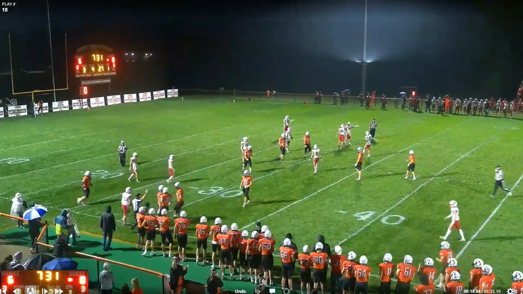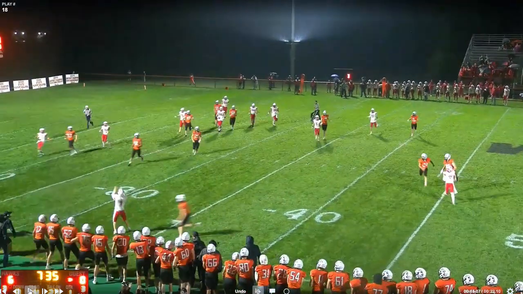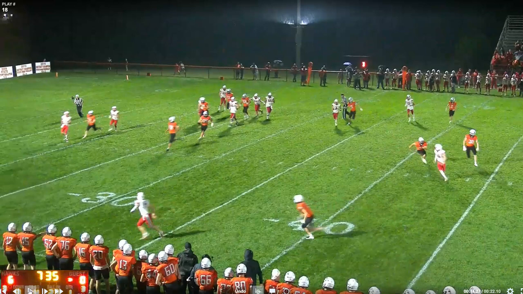And if we go back, interesting thing here is, did anyone think about this hit? I'll go back and take a look at the hit, because this hit actually would be a foul for illegal contact against a defenseless receiver per Rule 232.16D. That's the new rule that's come into play. So if we go back and put this in at regular speed, I'm going to go slow motion because I got the tab in there.